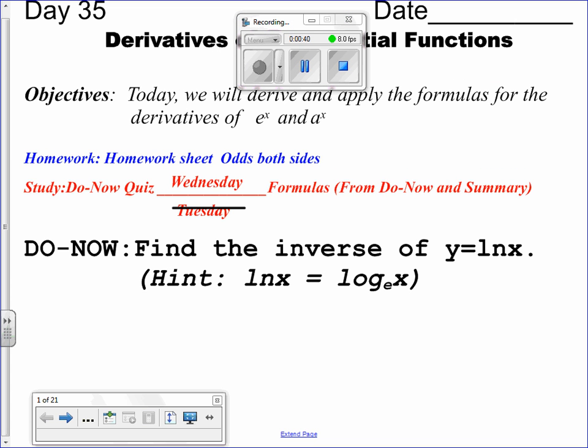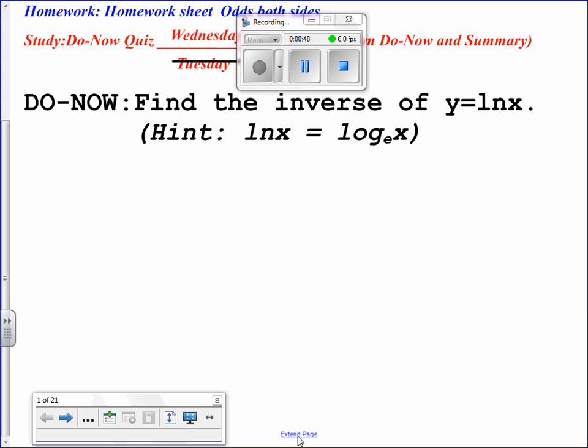what I want you to think about is what is the derivative of y equals the ln of x? And don't say it. I want you to, starting with y equals the ln of x, which is just log base e of x. In fact, I'm going to write that. That's my little hint here. I want you guys to find the inverse while I check homework. Just pause that.